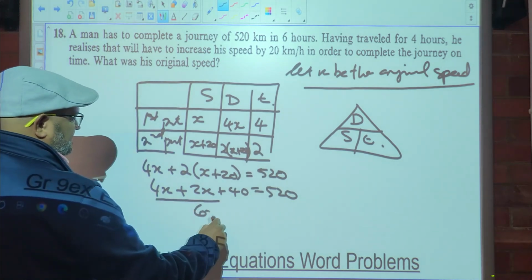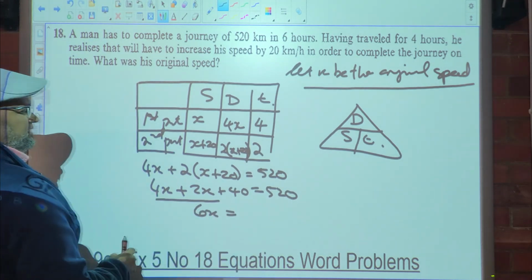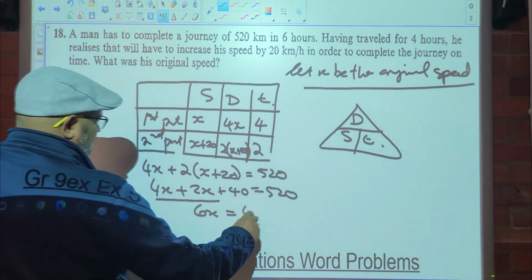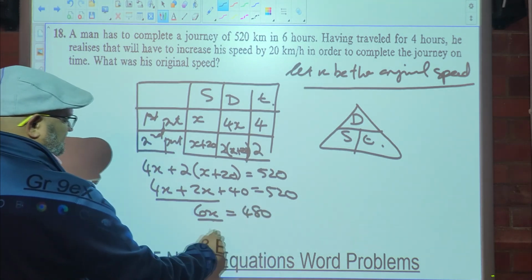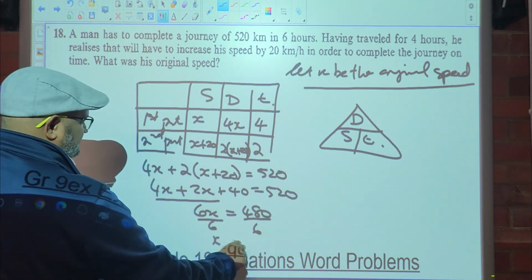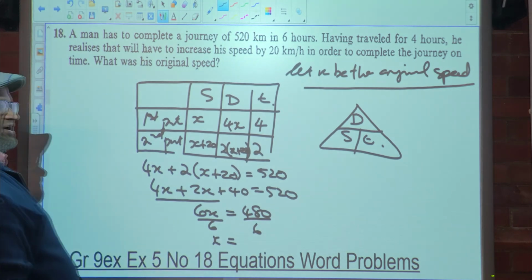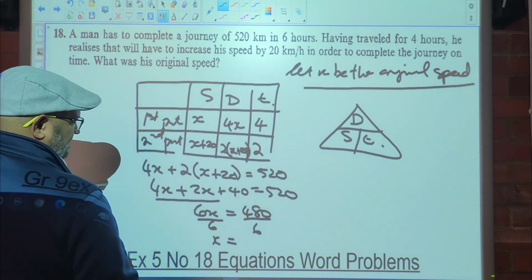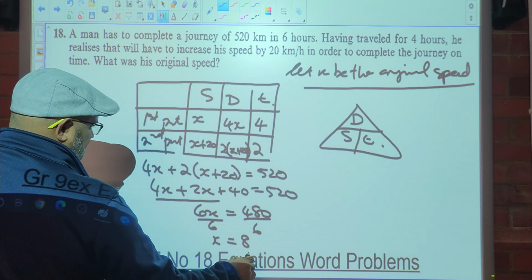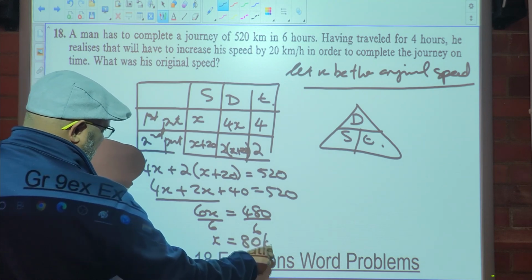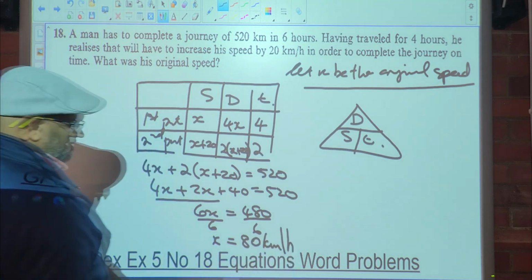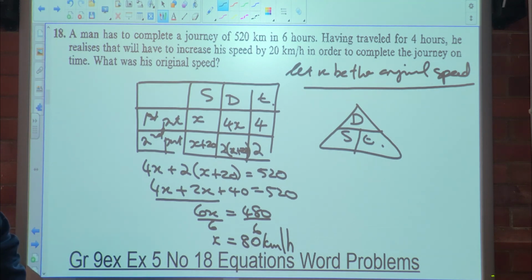So of course that is 6x. x is equal to 520 minus 40, which is 480. So I divide by 6 both sides. 48 divided by 6 is 8. So it's going to be 80 kilometers per hour. Who got 80 kilometers?